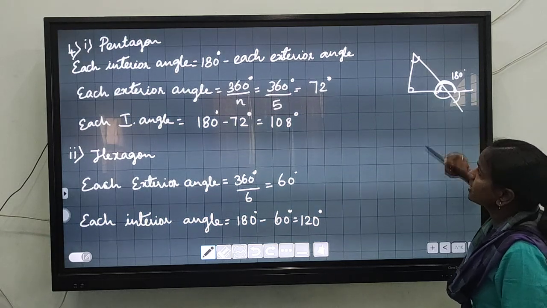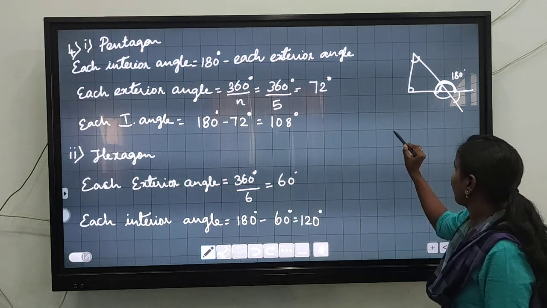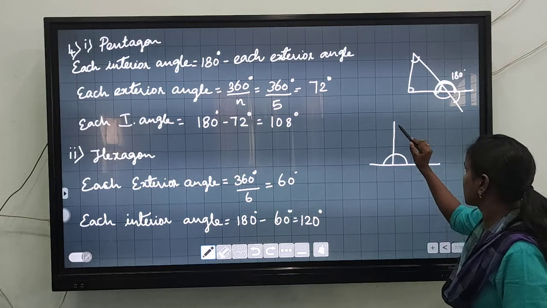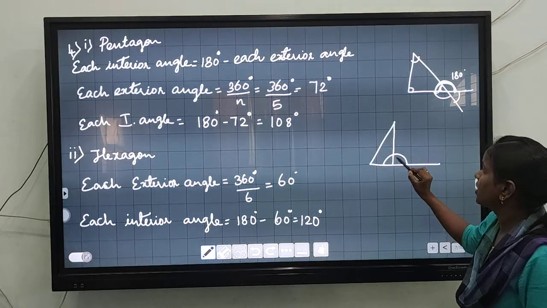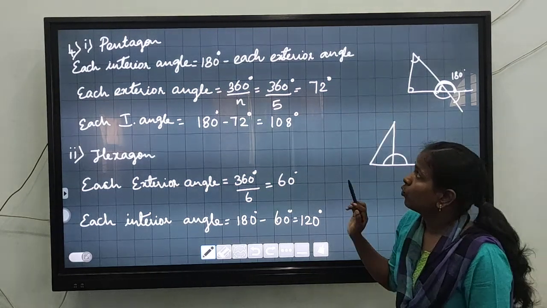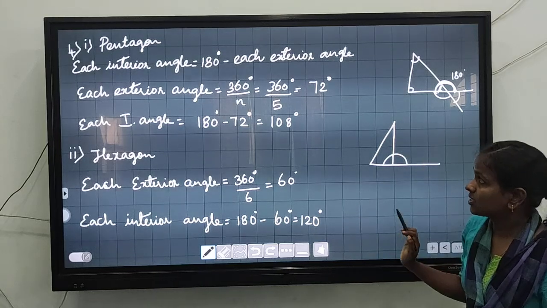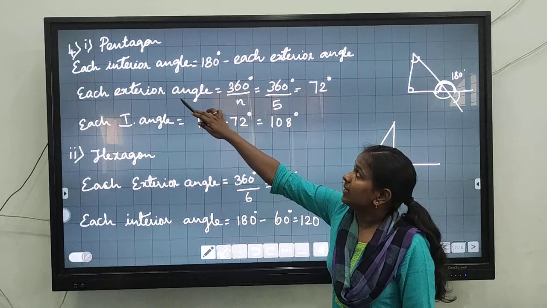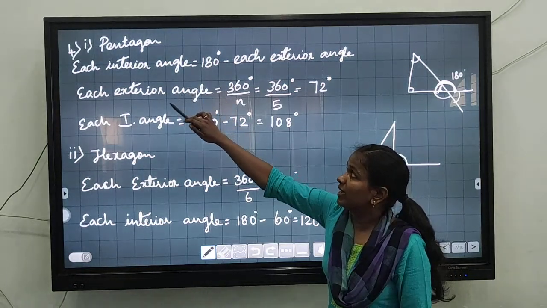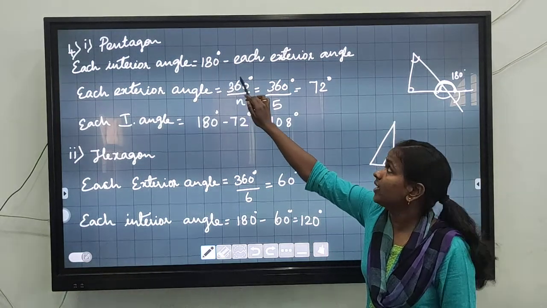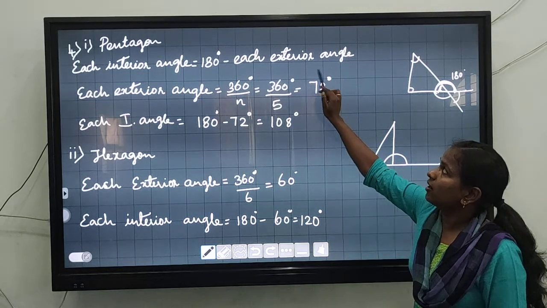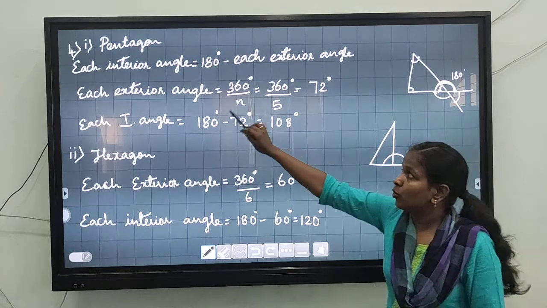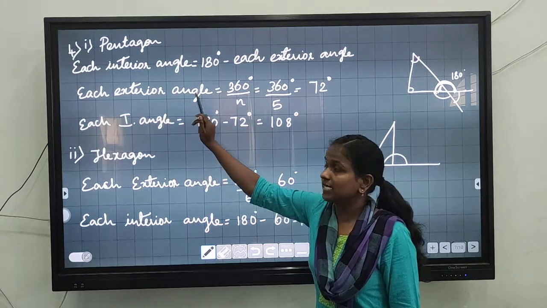exterior angle, one formula is there. What is the exterior angle? See, this is interior angle, this is exterior angle. What is given in the question? Only n, the number of sides, is given. So first I am going to find out the formula for each interior angle. Each interior angle formula is 180 degree minus each exterior angle. You don't know how much each exterior angle is. So I am going to find out first what each exterior angle is.